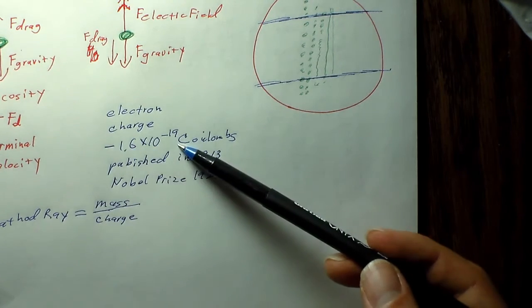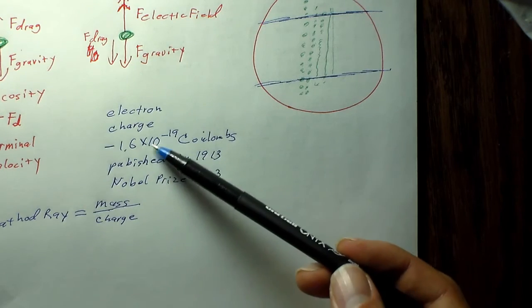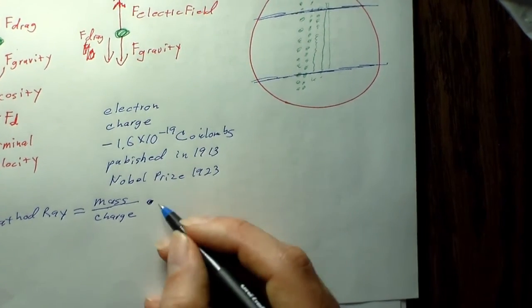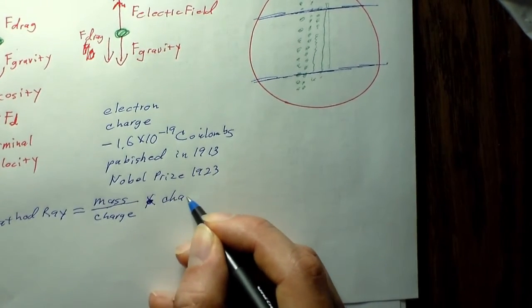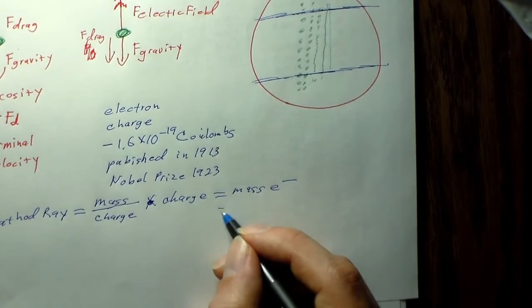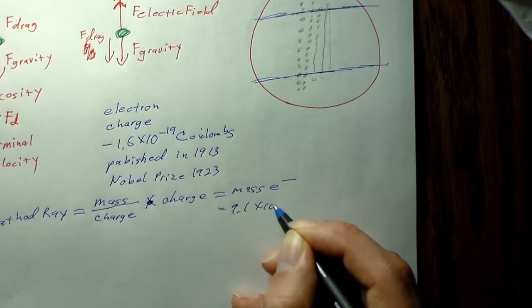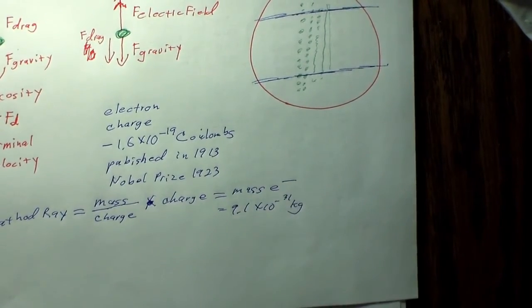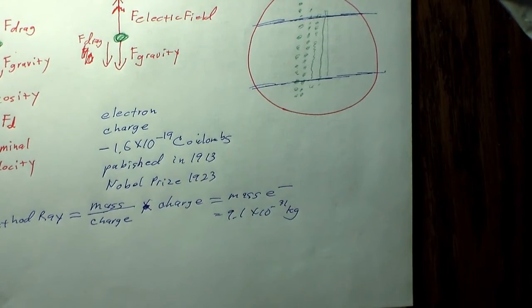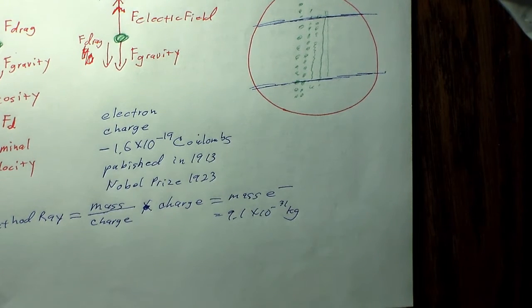So now from this experiment, we know what the charge is. We take this, multiply it by the mass to charge ratio, and we figure out the mass of the electron. That works out to be 9.1 times 10 to the minus 31 kilograms. So you could figure out the mass of the electron very easily just from this experiment without actually having to measure the mass of the electron.